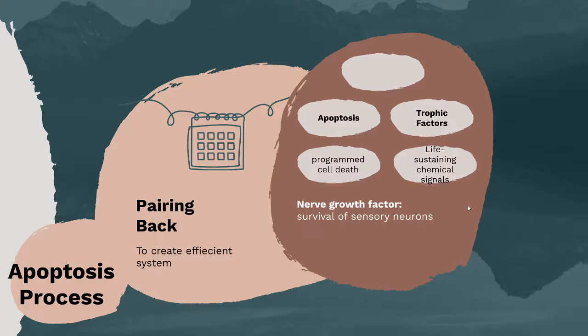Pairing back uses the mechanism of apoptosis. Apoptosis is widely known as programmed cell death. It uses trophic factors, which are life-sustaining chemical signals, in order to detect when a neuron should die. When a neuron does not produce enough trophic factors, apoptosis begins. The nerve growth factor is an important trophic factor which is important for the survival of sensory neurons.